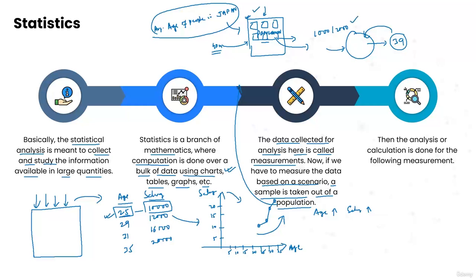Definitely there are many sampling techniques that we will be covering in the future, based on which you can understand how samples are created in different scenarios. But for the time being, I hope you understand the difference between population and sample. Then analysis or calculation is done for the following measurement. I hope you got an initial idea about statistics. Statistics is very vital for data analytics, and we are going to learn lots and lots of concepts related to statistics in our future videos.